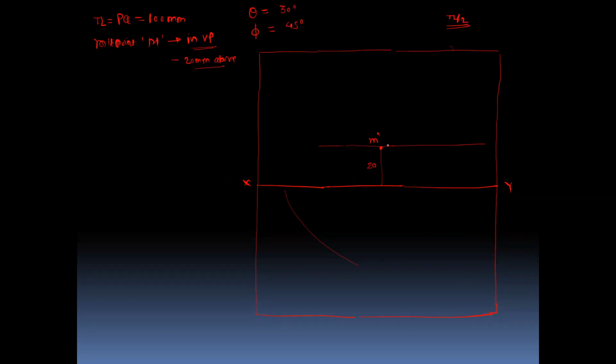Okay. So from point M dash, as we are assuming the line is parallel to the vertical plane, we can observe the theta angle. So draw the line at 30 degrees, that is theta, and on this line mark the distance, which is true length upon 2, that is equal to 50 mm. So you can draw the arc of 50 mm. Okay, so this point is the Q1 dash. It is not the actual front view of the point Q.